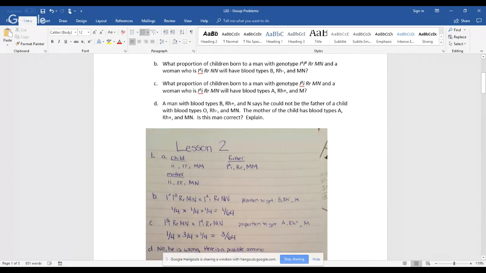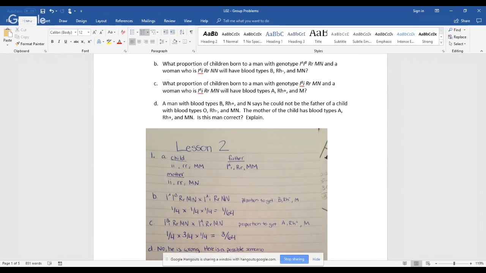And then part B says a proportion of children born to a man with the genotype AB, heterozygous R, MN, and a woman who is heterozygous A, heterozygous R, and NN will have blood types B, Rh minus, and MN. So I just went through and calculated the probability of each. The chance that you have a blood type A is 1/4, MN is 1/4, and Rh plus is 1/4. So that comes out to 1 in 64.